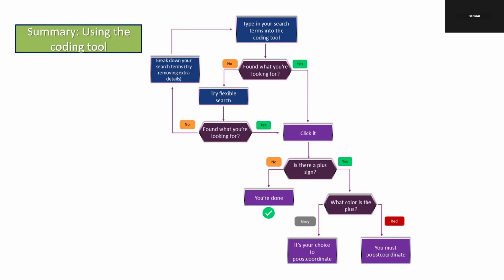If you don't find what you are looking for, then you may have to try flexible search. And if you still don't find what you are looking for, even after attempting flexible search, then you can break down your search terms, try removing extra details, and try the coding tool again.